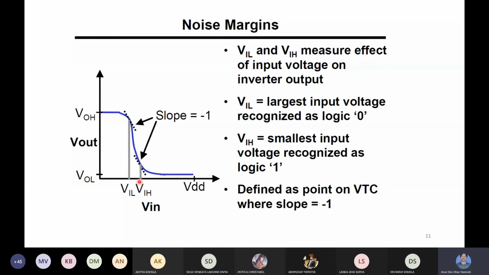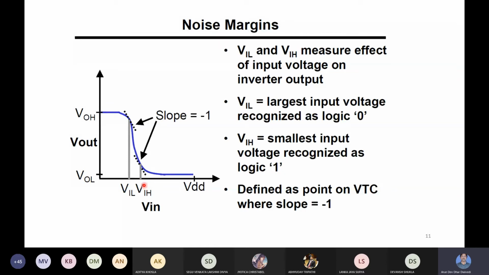And similarly from VIH to VDD. VIH is the minimum input voltage which is treated as logic high, because if you are giving logic high at input, then it will try to make the output low. So here we can see from VIH to VDD the output is low. So VIH is also another parameter.